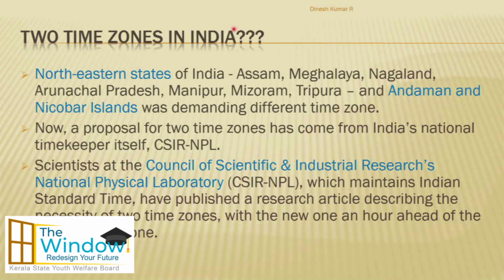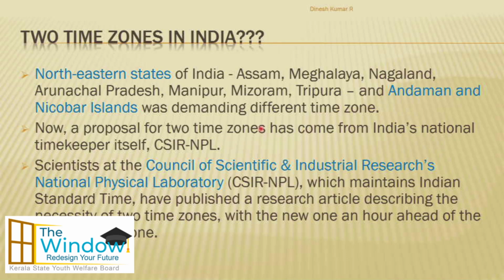So let us consider things. So what is happening in the news? Northeastern states and Andaman Nicobar, these are the states, you know, demanding different time zones. Now, why is it in the news? Recently, a proposal for 2 time zones has come from India's national timekeeper. What is the national timekeeper? Who maintains the time in India? It is the Council of Scientific and Industrial Research, that is CSIR. Under CSIR, you have a body, that is the National Physical Laboratory. So this body keeps the national time in India. That is why it is referred to as India's national timekeeper. So this body itself has recommended 2 different time zones in India.